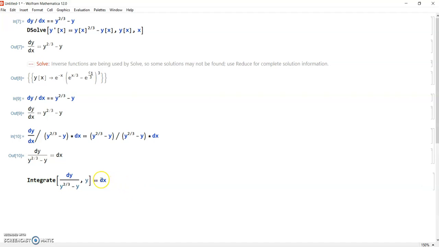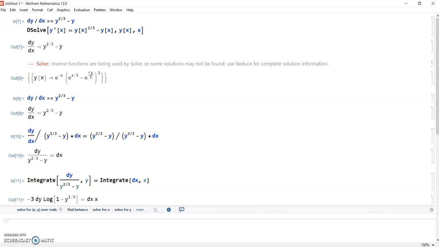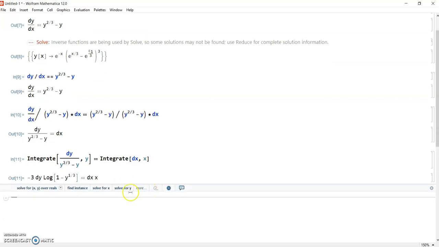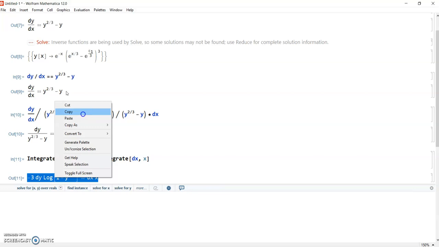Now I have to integrate the right hand side, and I have to integrate it with respect to x. In this way, now I will execute the command with shift enter. It will be minus 3 dy log of this and dx. So here I have got the answer. Here I can see that dy and dx are kind of extra things, so I can remove them in the next step.